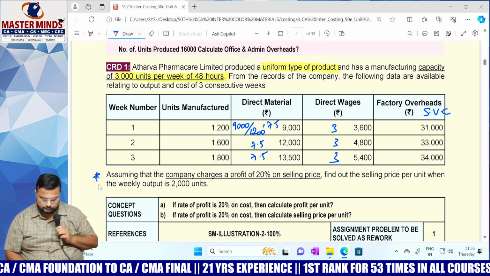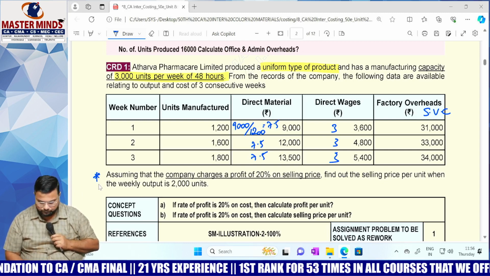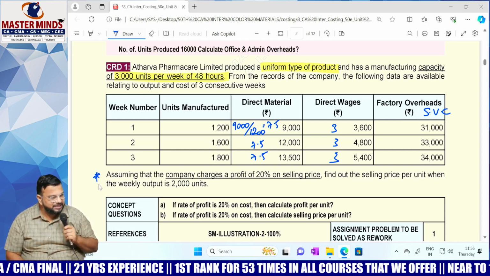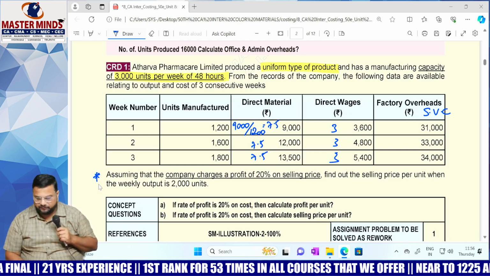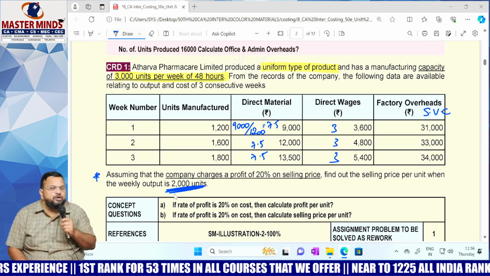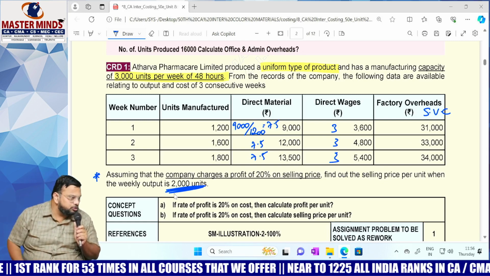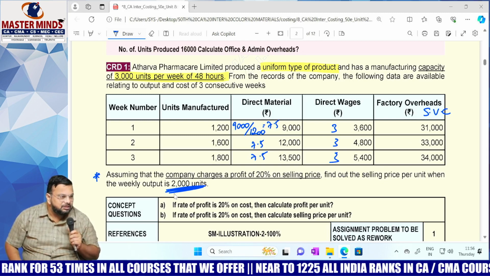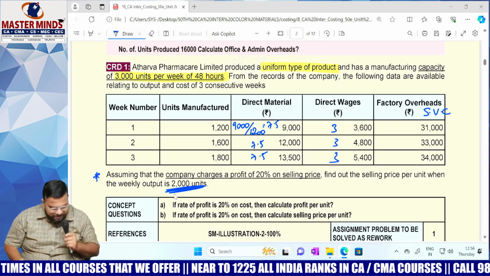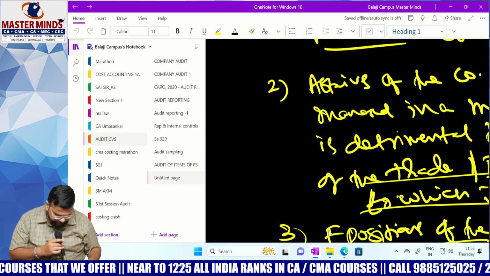Assuming that the company charges a profit of 20% on selling price, find out the selling price per unit when the weekly output is 2,000 units. So we have to simply prepare a cost sheet for 2,000 units. That's what you have to do. We have to show the calculation part very clearly. Let's start the problem.